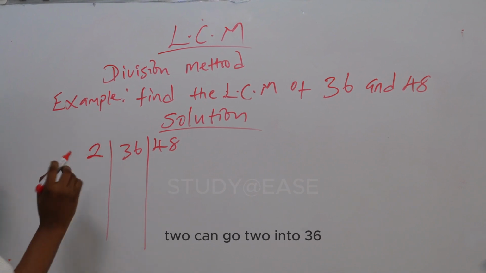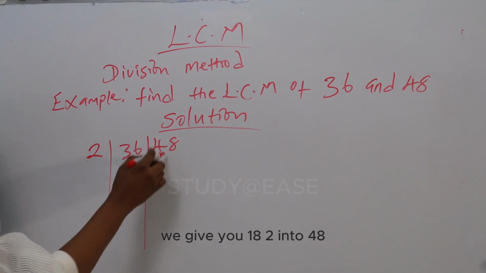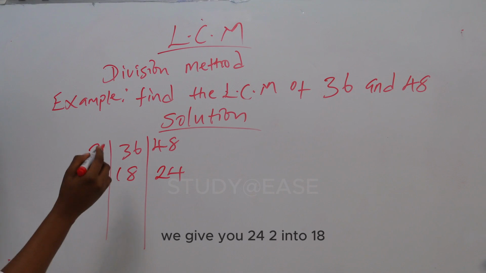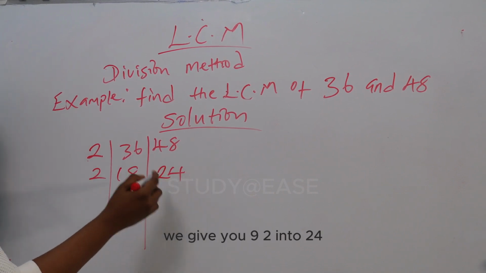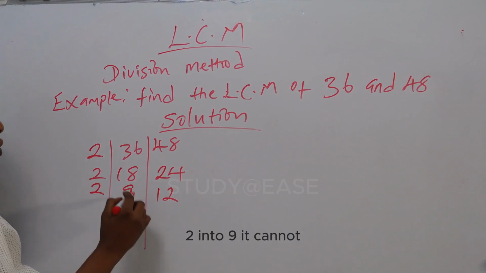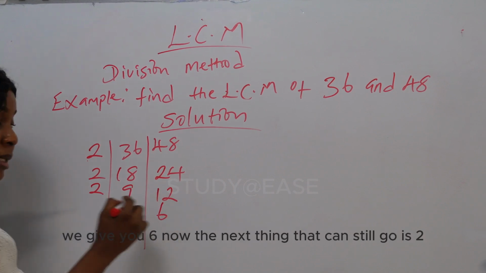2 can go. 2 into 36 will give you 18. 2 into 48 will give you 24. 2 into 18 will give you 9. 2 into 24 will give you 12. Now 2 can still go. 2 into 9, it cannot. You write a 9. 2 into 12 will give you 6.